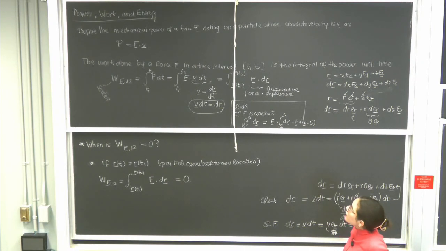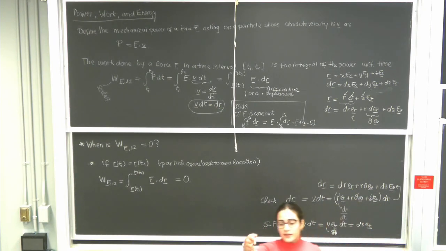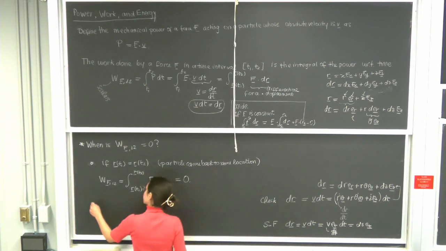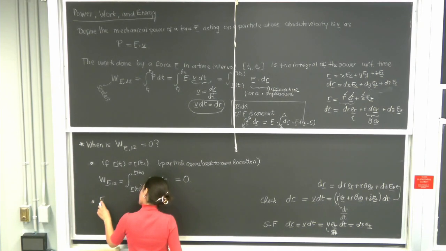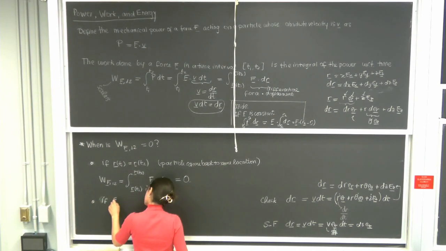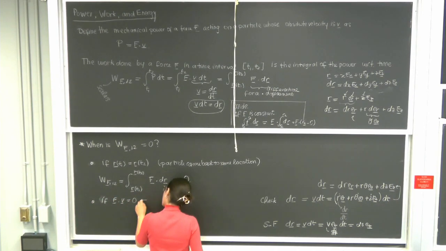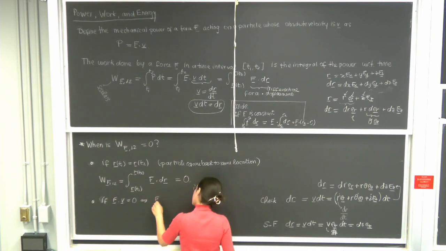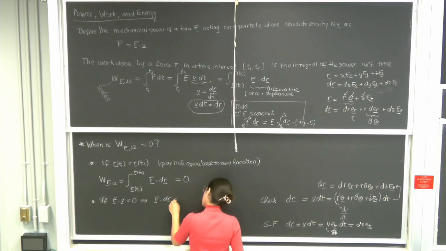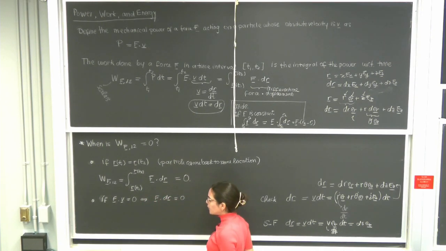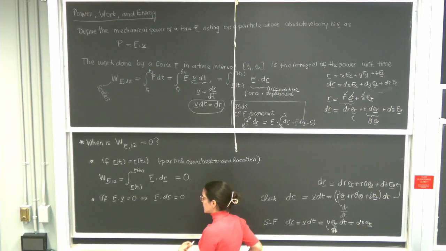So look at the definition of the work, F dot v dt. It's a dot product. So in which case is this dot product 0? Yes. Exactly. If F dot v is equal to 0, or equivalently F dot dr is equal to 0. So the force is always perpendicular to the velocity or perpendicular to the displacement.